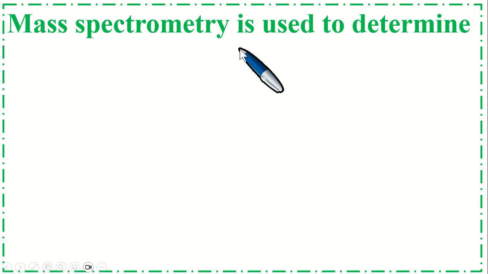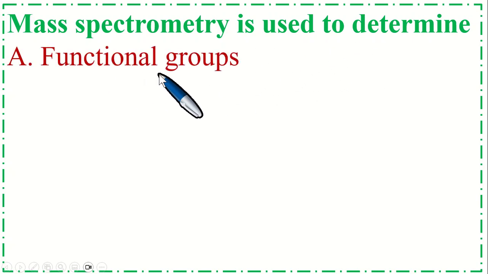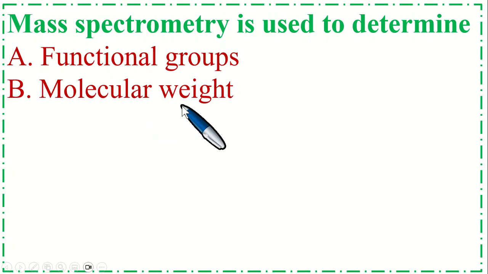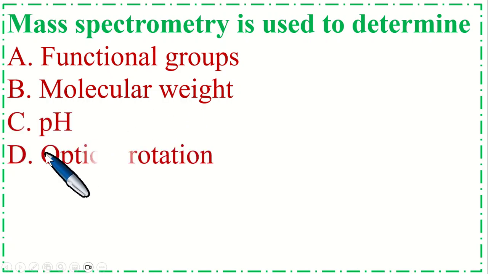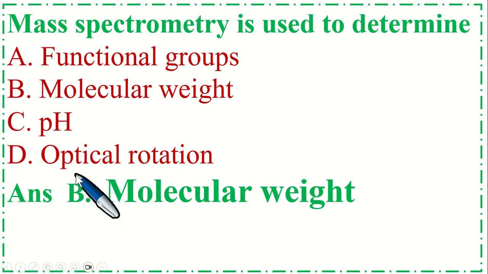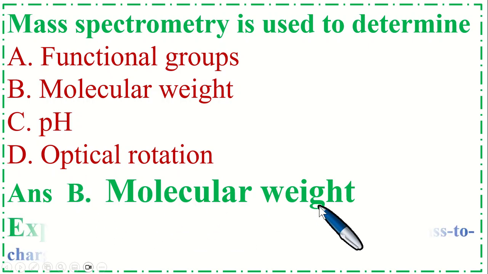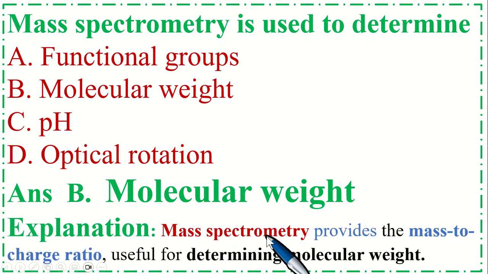Mass spectrometry is used to determine: option A, functional groups; B, molecular weight; C, pH; and option D, optical rotation. So the correct option is B, molecular weight. Mass spectrometry provides a mass to charge ratio useful for determining molecular weight.